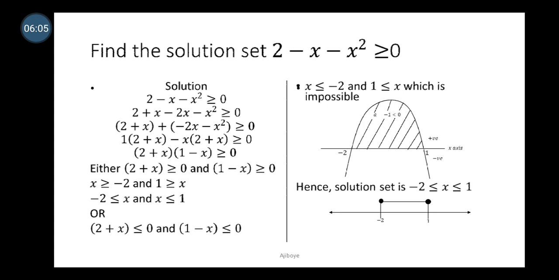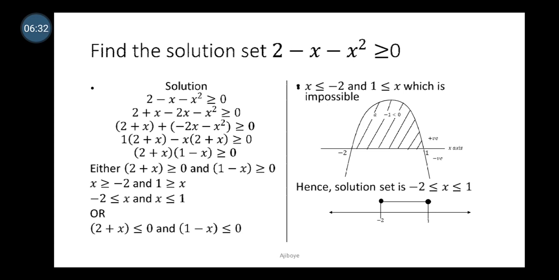Now, in factorizing the quadratic expression, we simply do product and sum just to get the b, and that will give us 2 minus x squared greater than 0 will therefore become 2 plus x minus 2x minus x squared greater than or equals to 0. You will notice that plus x minus 2x will give us minus x.